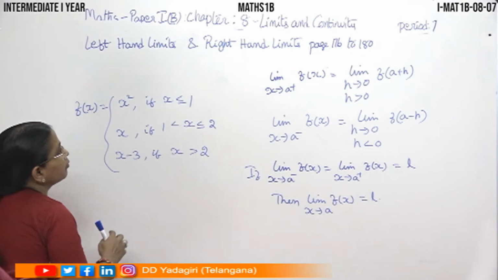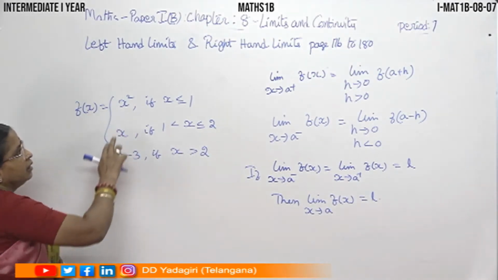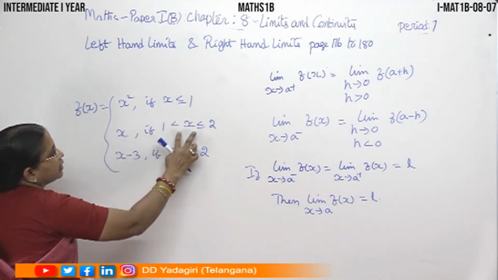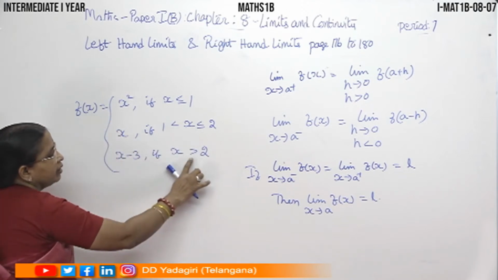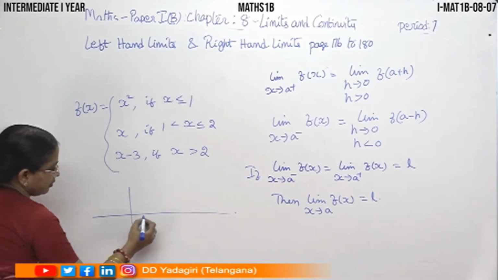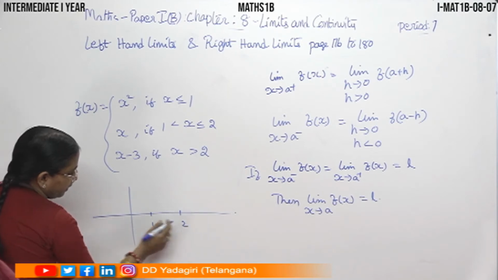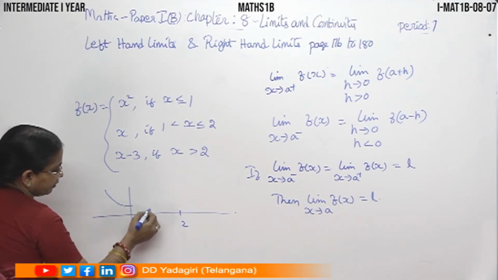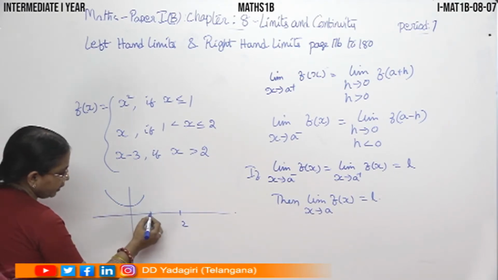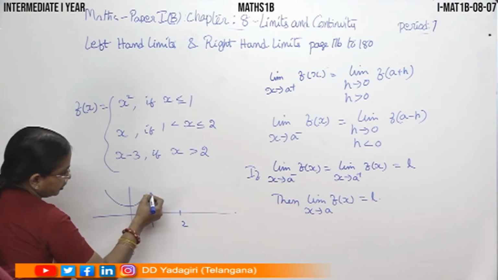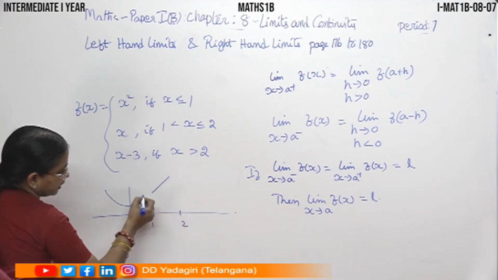Now we'll come across some problems, some functions like this. For x less than or equal to 1, the function is x square. When it is between 1 and 2, it is x. When it is greater than 2, it is x minus 2. So when you take the graph, suppose this is 1 and this is 2. Till 1 you will get a parabola, some curve like this. And then between 1 and 2, it is a straight line passing through the origin, a line like this.